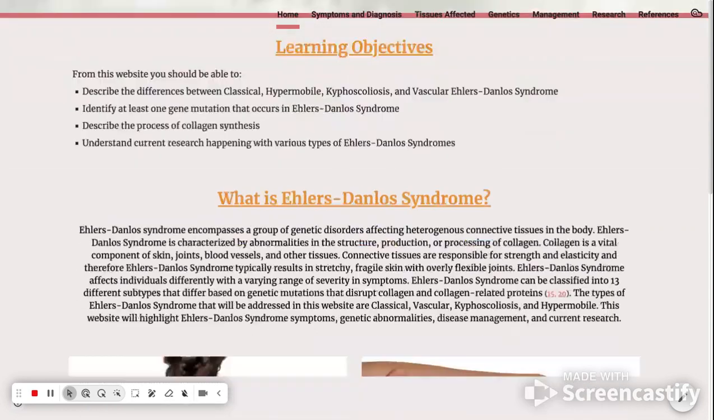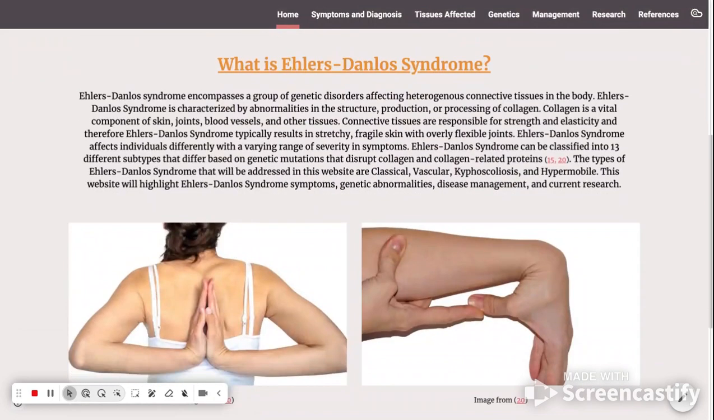First, we'll start with an overview about what Ehlers-Danlos syndrome is. So this encompasses a group of genetic connective tissue disorders that are characterized by defects in collagen synthesis or structure. EDS is characterized by a variety of symptoms, including joint hypermobility, skin hyperextensibility, and fragile tissues. And these conditions are caused by mutations in genes that are responsible for collagen production or structure, which is crucial for the strength and elasticity of connective tissues.